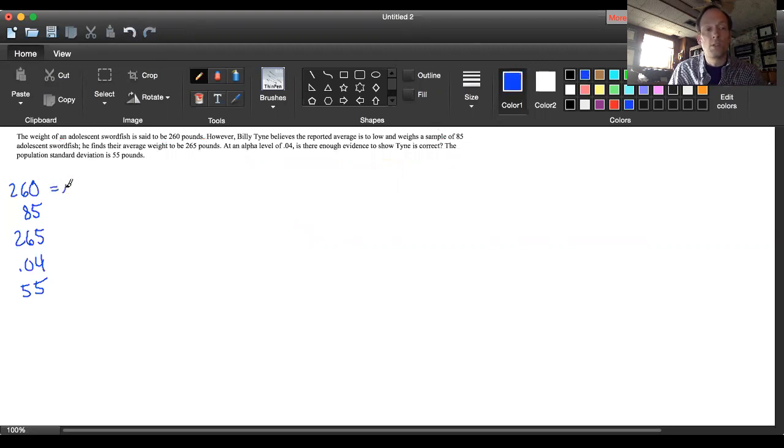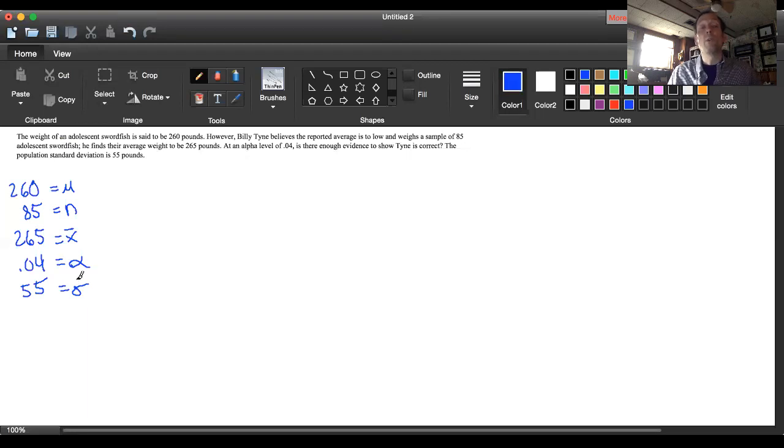So my 260 is going to be mu, my 265 is going to be a sample average, X bar. And the sample of 85 is going to translate into my sample size, so I can go ahead and print up 85 as my N value. The next number that I come across is referred to as alpha level of 0.04, so I can label my 0.04 my alpha. And the 55, they're letting me know the population standard deviation is 55 pounds. That lets me know that I'm going to label 55 my sigma.